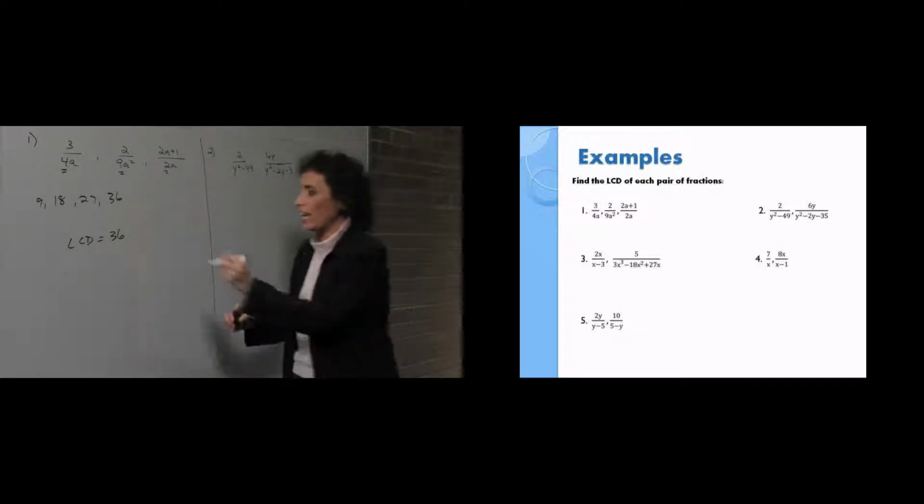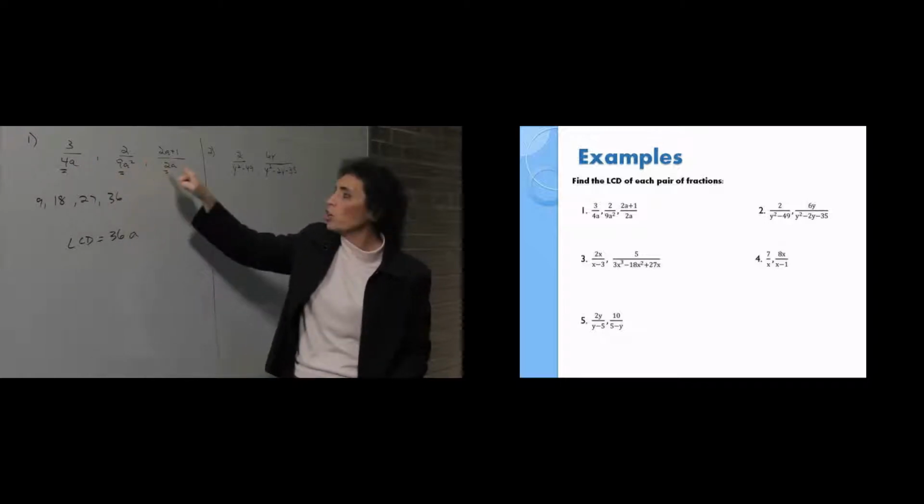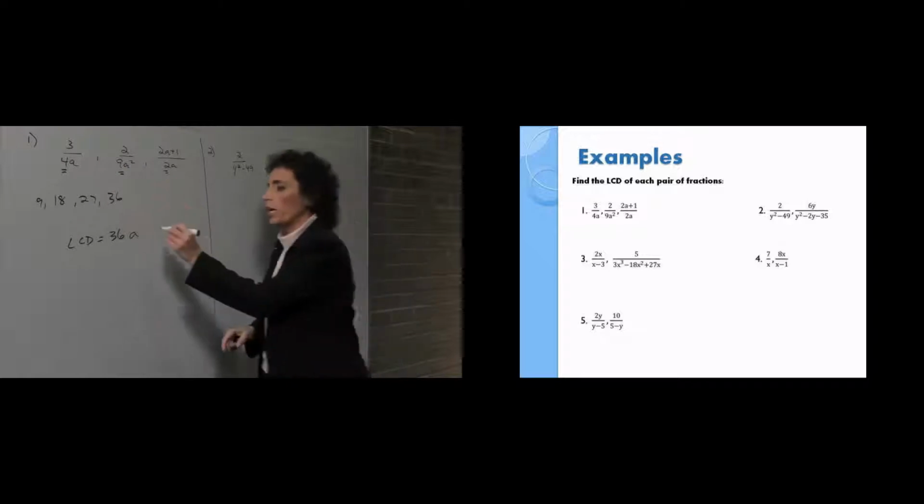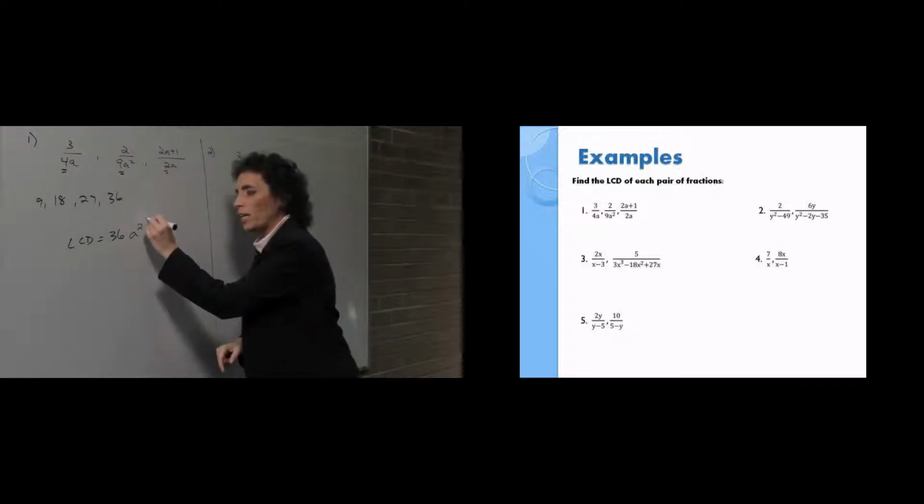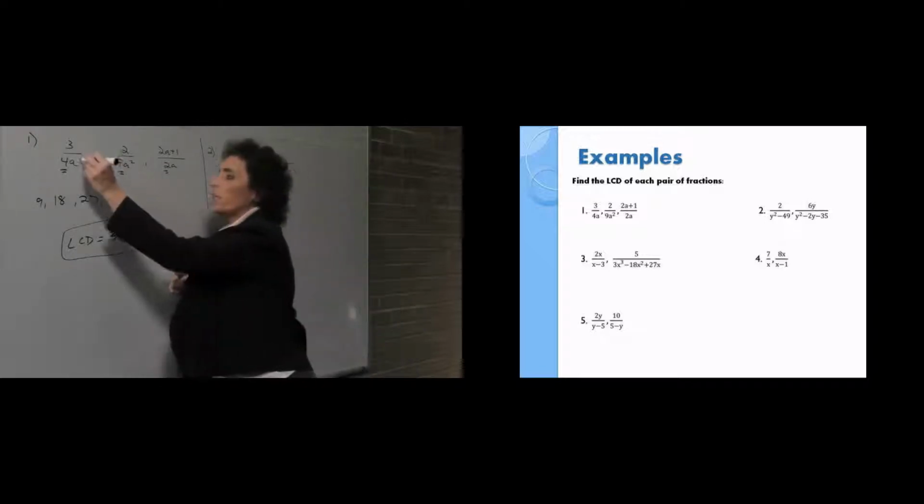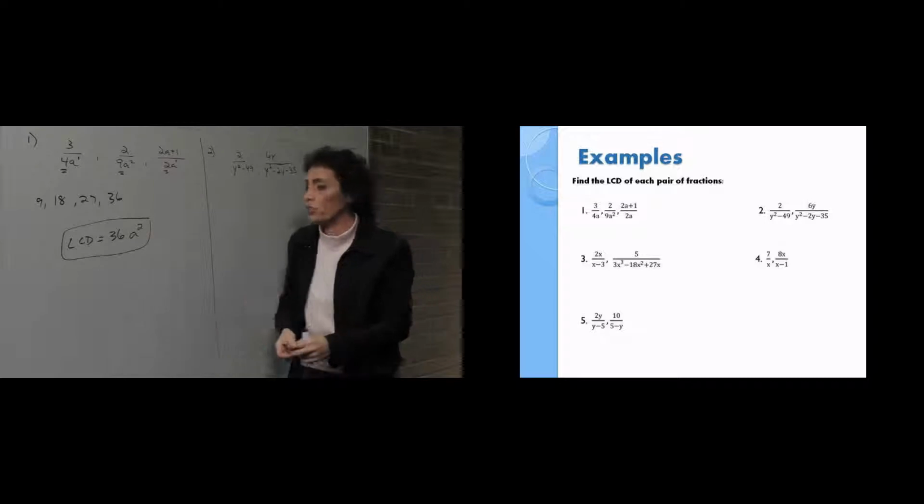Now, I need an A. Well, I see an A once here, twice here, once here. The biggest number I just said was twice. Okay, so that is the LCD. I do not add them. It's the greatest number of times it appears in any one place, or just pick the A with the highest exponent, and the highest exponent is a squared.